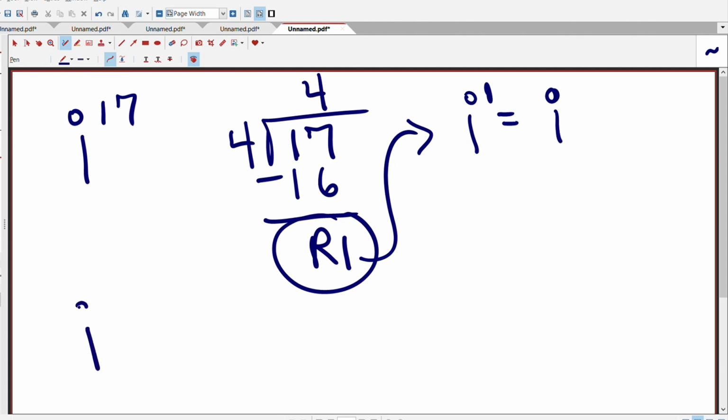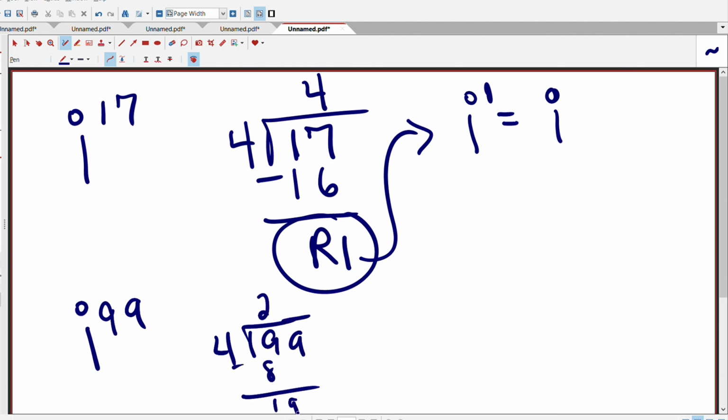Now let's just say I want to do i to the 99. 4 times 2 is 8. And then I know 4 times 5 is 20, so I have to put 4 times 4, which is 16. And then when I subtract it from 19, I get a remainder of 3. And i to the 3.